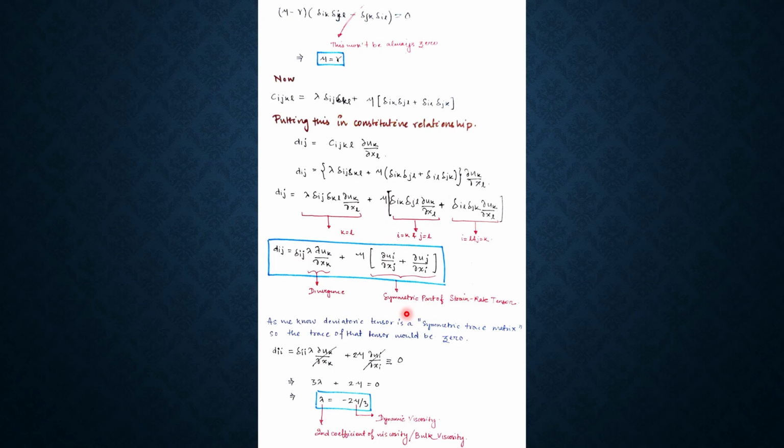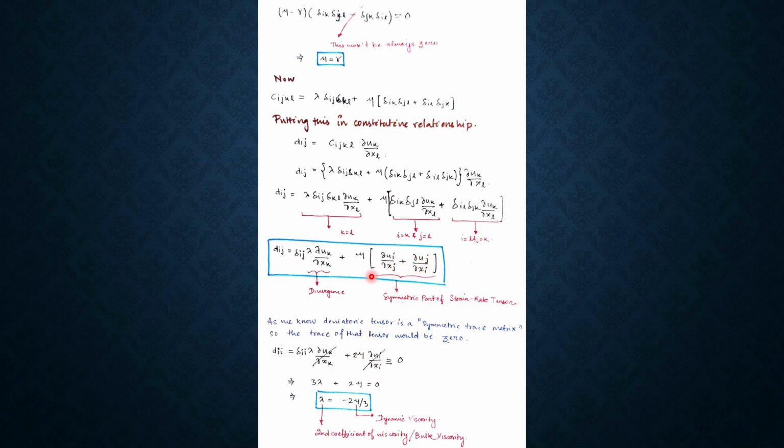And another thing, this is the second constraint that we are going to apply other than the symmetry. What is it? That the D_ij is a symmetric traceless matrix. That is, this is a symmetric matrix and its trace is 0. So the trace of that thing would be 0. Now to find the trace, we have to replace j with i for all the terms. Now let's do that. Delta_ii lambda ∂u_k/∂x_k plus 2 mu ∂u_i/∂x_i.